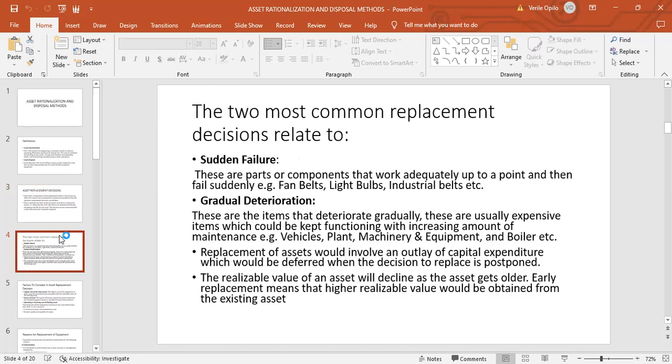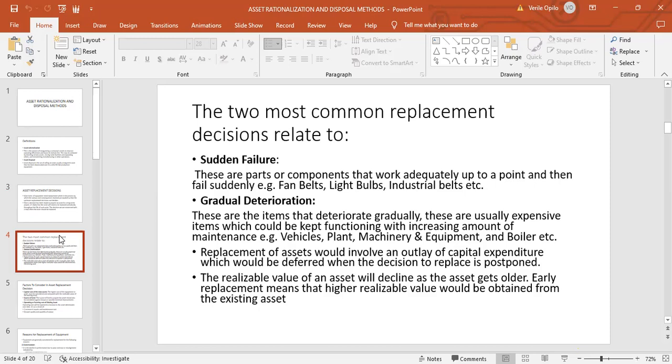So you have to make various decisions, and you're going to look at those decisions that you're going to be making when it comes to replacement of assets. There are two common replacement decisions that need to be made, and we categorize them.